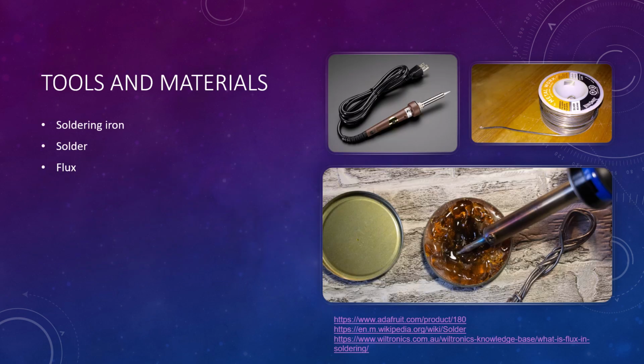The tools and materials used to solder are a soldering iron, solder, and flux. The soldering iron is a hand tool used to heat solder that is usually connected to an electrical supply. The electrical supply keeps the iron at temperatures above the melting point of the alloy, allowing the solder to flow between the workpieces being joined.